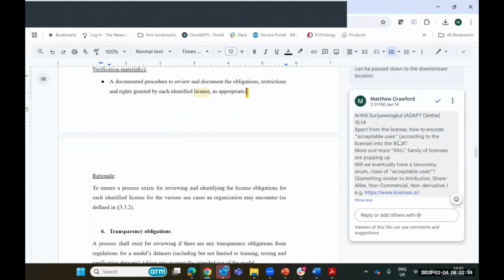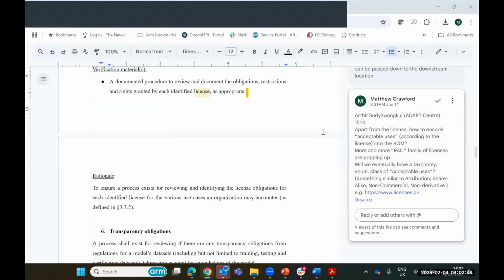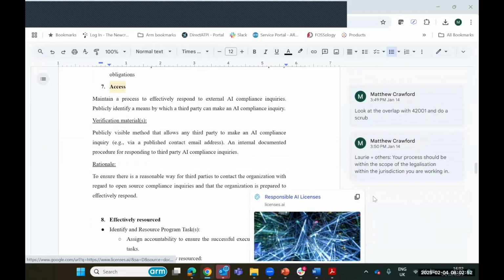How do we encode acceptable uses according to the license into the BOM? More and more Rail family licenses are popping up. We will eventually have to use a taxonomy, a class of accepted uses, something similar to these licenses. He's not on the call, is he? No. Let's put a pin in that one.